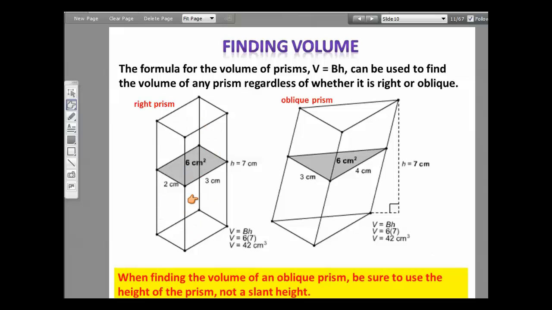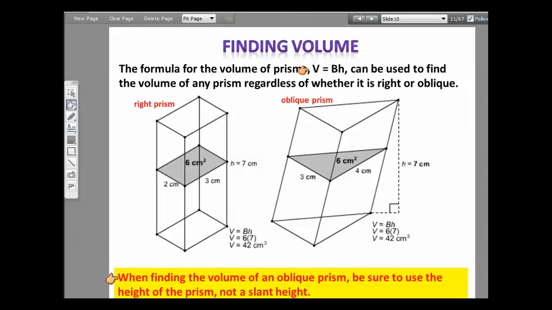Okay, right prism, and you go look right here where they had calculated the volume. Here's an oblique prism. They calculated the volume of it using the same formula. That's all I'm wanting to point out here, is that they used the same formula for both of the prisms.